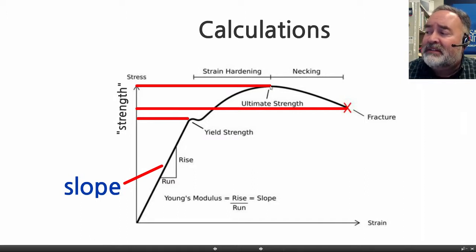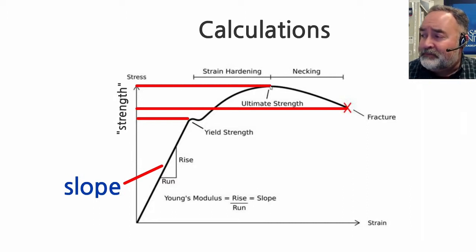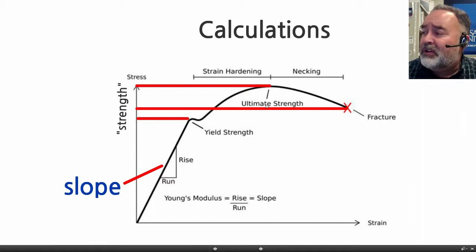Way up here, this is the highest stress it ever got to. So we're back to ultimate again. Here we're going to talk about ultimate strength. That's the highest it ever went on the stress axis. We're going to call it strength. And then over here, this is the fracture or the break. We're going to call this the breaking strength, or the fracture strength.